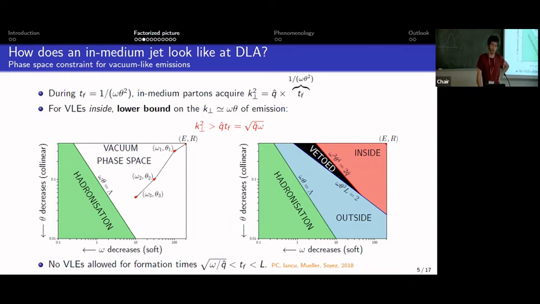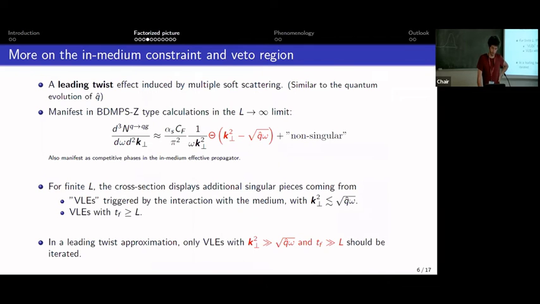So if you go to the slide, or yeah, right there. You separate this as this part and the non-singular, but the other part is also non-singular.